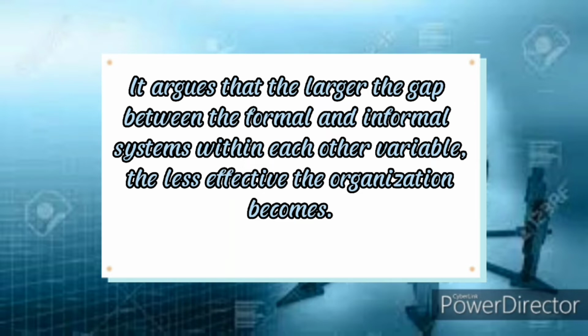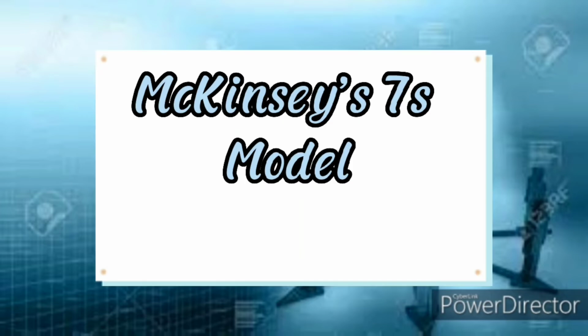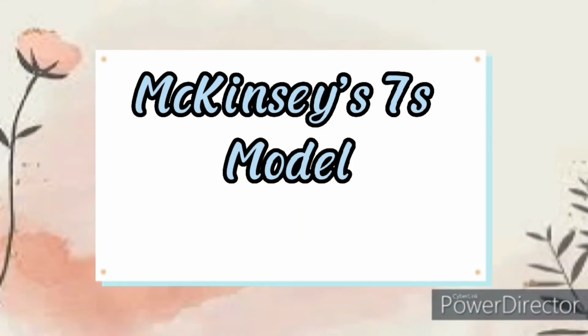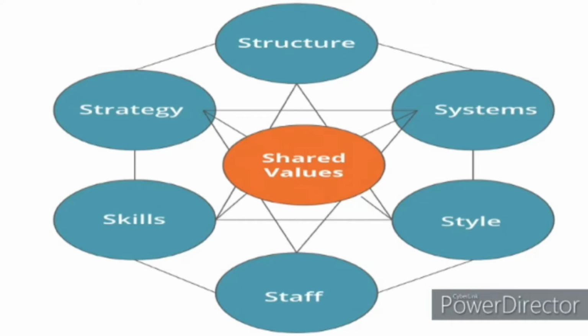less effective the organization becomes, while McKinsey's 7S is a model for assessing organization strategy, structure, systems, style of leadership, shared values, staff, and skills. It emphasizes that the seven elements should be aligned with one another.